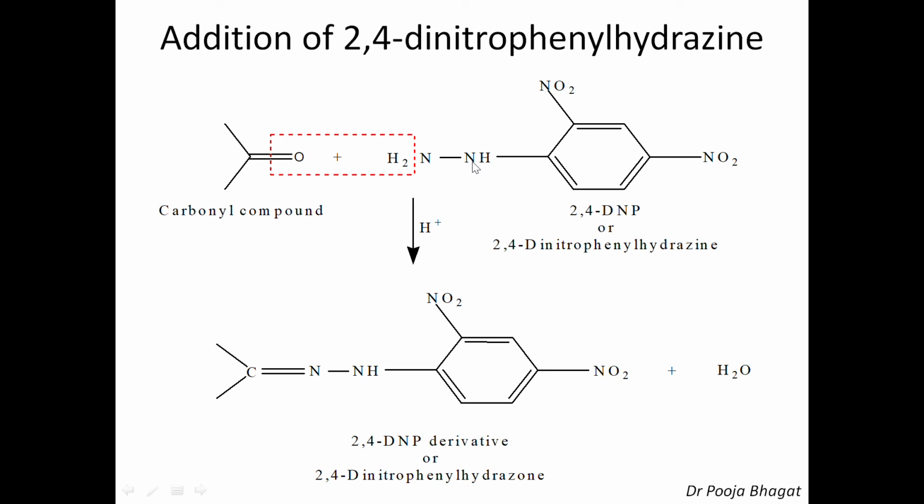So these lone pair of electrons will be involved in the resonance as we have seen in the previous case. So this nitrogen is less nucleophilic than this nitrogen, and therefore this nitrogen will be involved in the reaction. The two hydrogens from this nitrogen and the oxygen from here go out as a water molecule in presence of acid to give this compound, C double bond N. This reagent is called 2,4-DNP in short form, and the full form is 2,4-dinitrophenylhydrazine. The product obtained is the 2,4-DNP derivative in short form, or 2,4-dinitrophenylhydrazone.